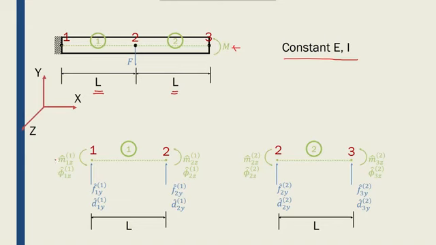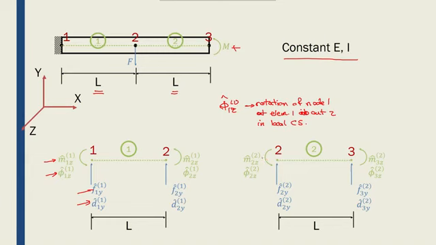And for each node, I will have its moment and rotation, force, and displacement. Again, if I write phi 1z of 1 with a hat, it means that it's the rotation of node 1 at element 1 in z direction, or about z axis, in local coordinate system.